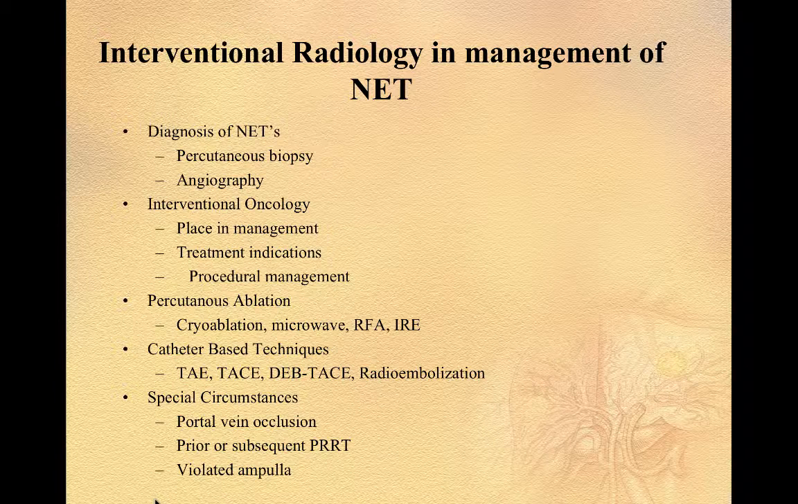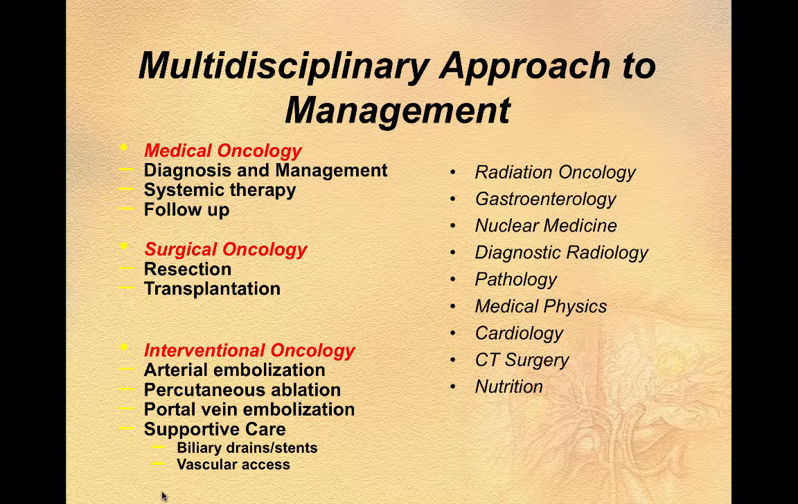You've probably heard about local ablative techniques, and we're just going to touch on those very briefly because those can be done surgically as well as percutaneously. There are catheter-based techniques, which is what I specialize in, and those are usually infusing something into the tumor, whether that's a bland bead, something that contains chemotherapy, or radioembolics. And we'll talk a little bit about portal vein occlusion, where we sequence this with PRRT, as well as a violated ampulla, which is somebody that's had a Whipple procedure or a stent within the biliary tree. These are the multidisciplinary team of people that are involved and how we fit into it.